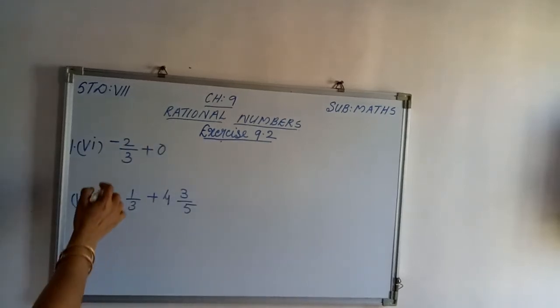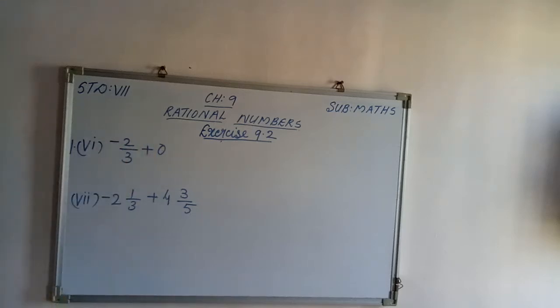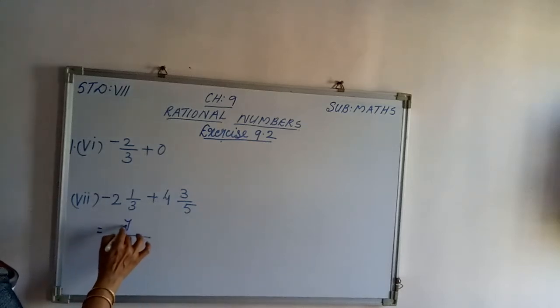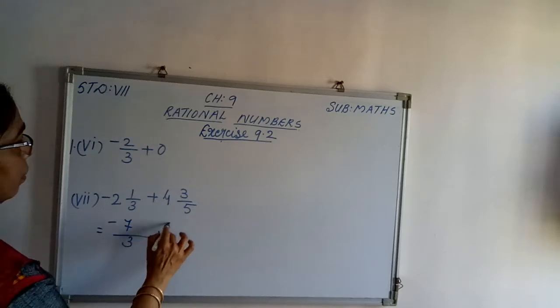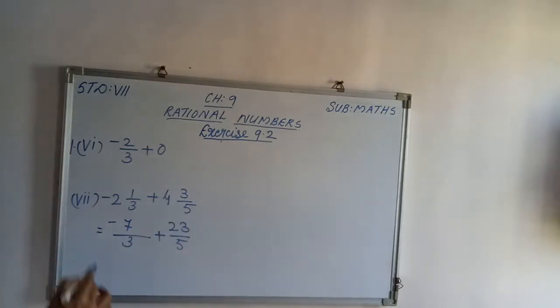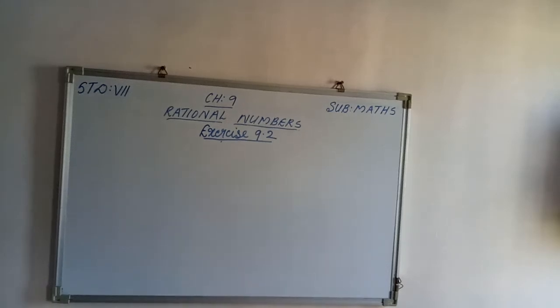Now question 6, minus 2 upon 3 plus 0, that you can do on your own, because when you add 0 to any rational number, the answer will be the same rational number. And the 7th one, minus 2 1 upon 3 plus 4 3 upon 5. So this can be written as minus 7 upon 3 plus 23 upon 5. Now you find the LCM and then add the rational numbers. So in question 1, that is find the sum, I solved 5 sums here on the board. Then 6 and 7 you have to try.